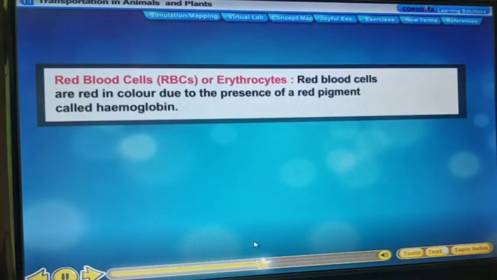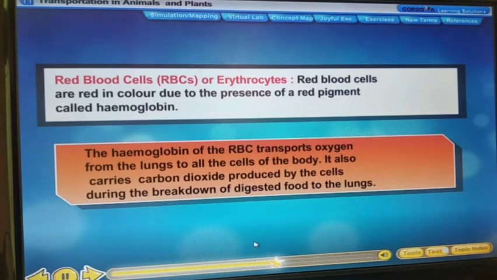Red blood cells, RBCs or erythrocytes. Red blood cells are red in color due to the presence of a red pigment called hemoglobin. The hemoglobin of the RBC transports oxygen from the lungs to all the cells of the body. It also carries carbon dioxide produced by the cells during the breakdown of digested food to the lungs.